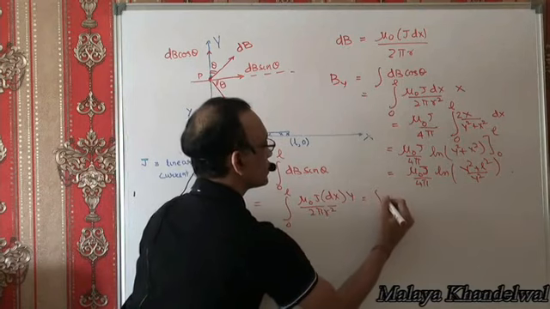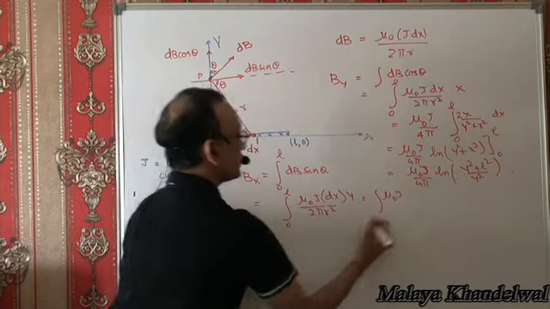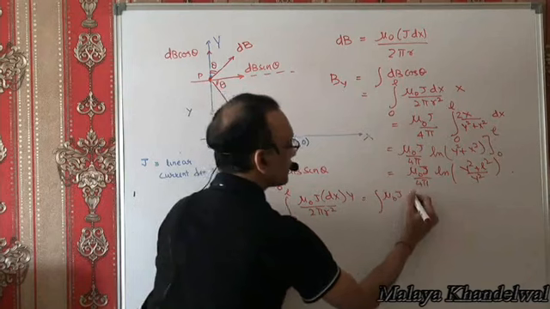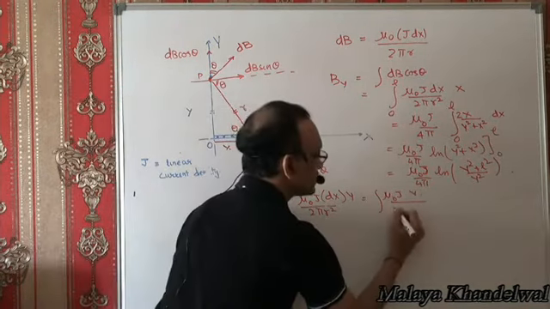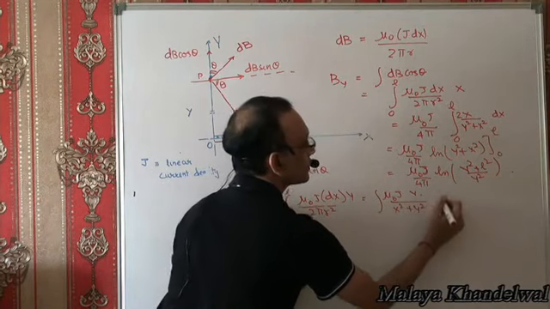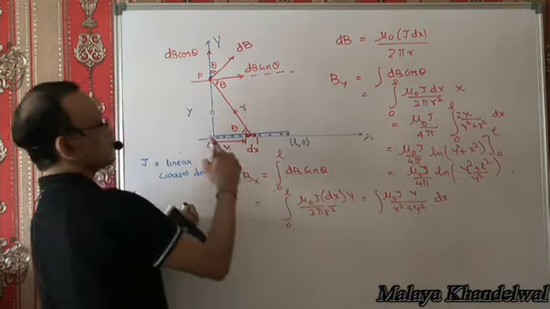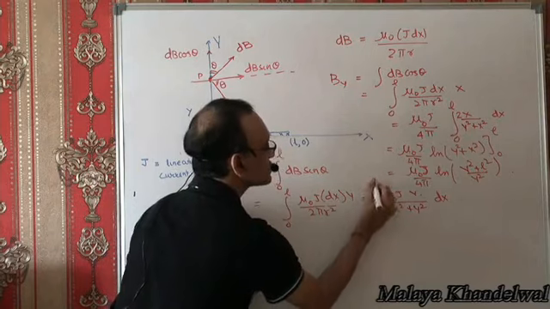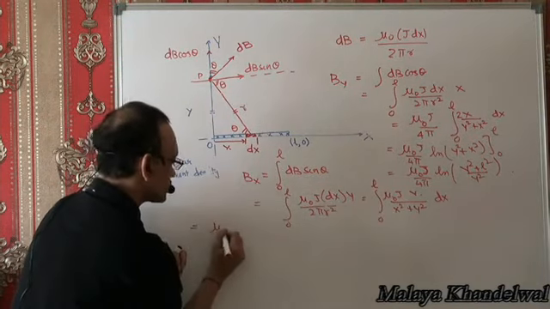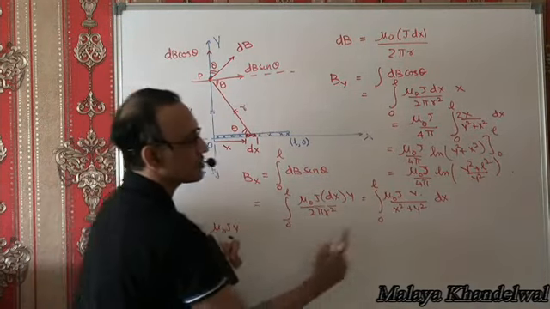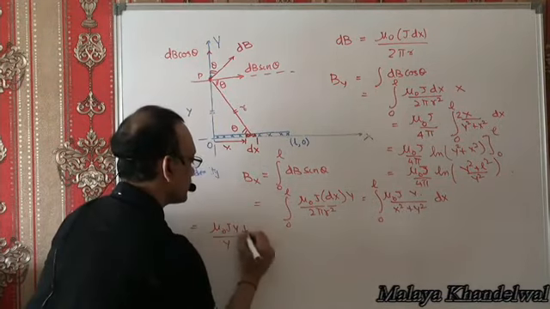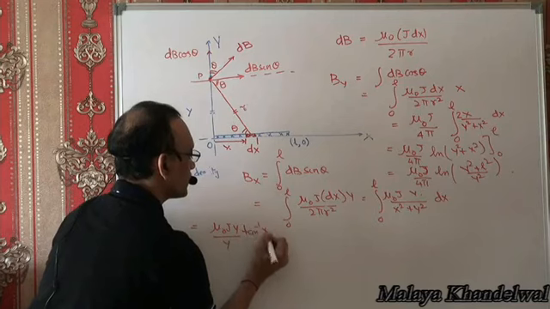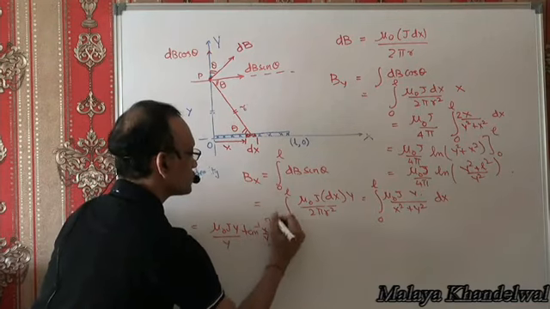So this is μ₀ j y divided by r squared, where r squared is x squared plus y squared, dx, with x running from 0 to L. Let's integrate this. So μ₀ j y is taken common, and then 1 by y tan inverse x by y, with x running from 0 to L.